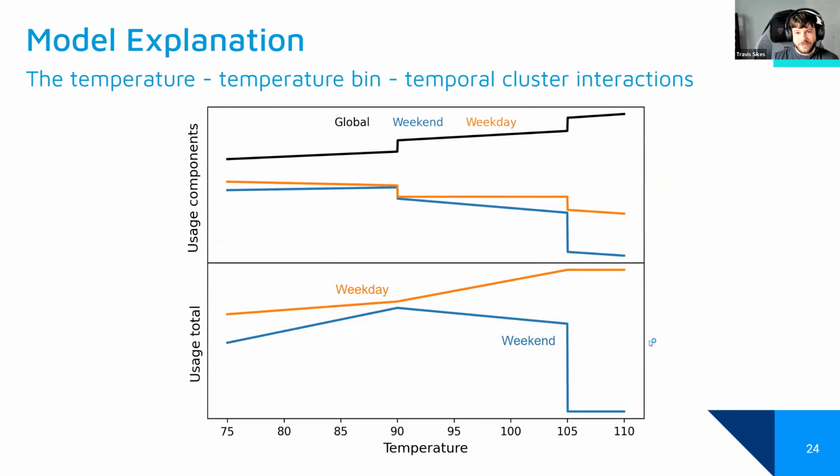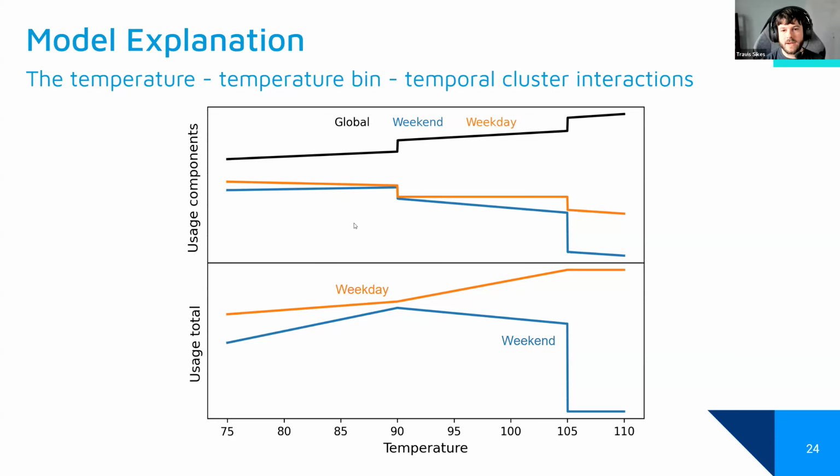So how do we actually apply all of these things together? Well, what I've described so far are temperatures and temperature bindings and temporal clusters. In reality, what we do is we apply all of these together and we look at the interaction between all of them. Here in this top plot, I'm showing the usage components, and in the bottom, the usage total versus temperature. Let's say that we have a meter where we have 2 clusters. One is the weekend and one is the weekday. For such a meter or building, we would have a common global temperature response.